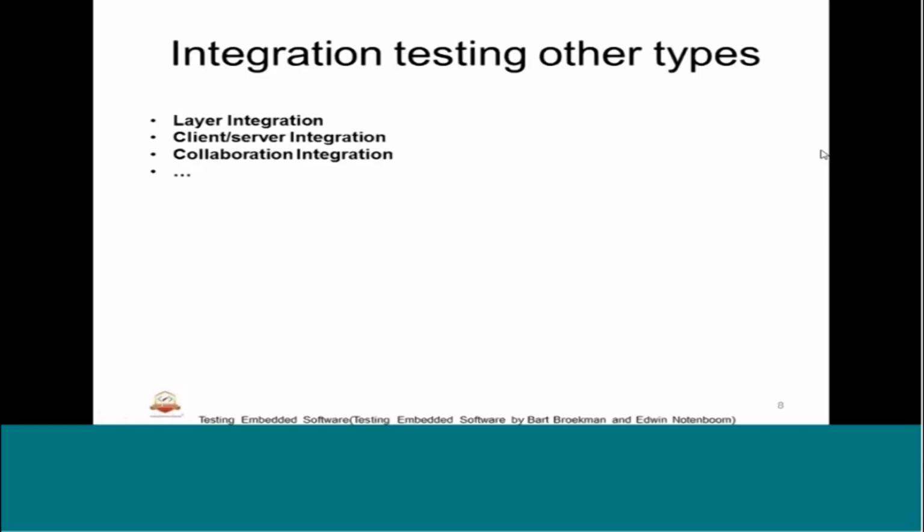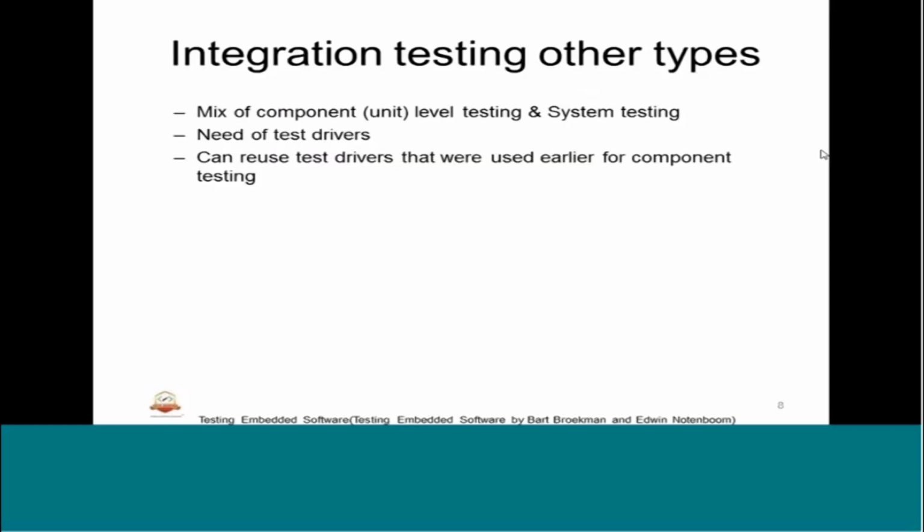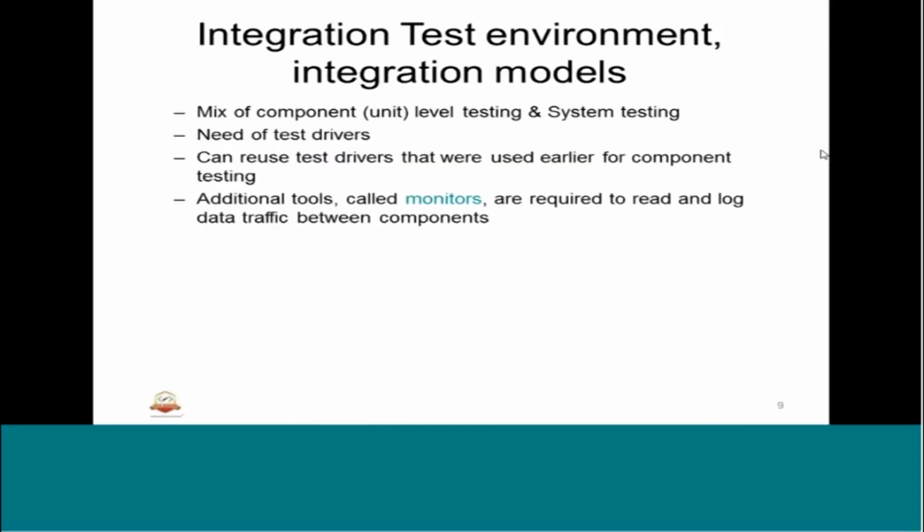Next. So once we have identified the integration testing types, levels of integration, and all the strategies of integration testing, the next step is to identify the environment and the integration models, how we are going to have them. Basically, the integration test environment is a mix of component, unit level, and system testing. It's both. It takes care of both, right? So definitely we need an environment which supports both unit level and system level.